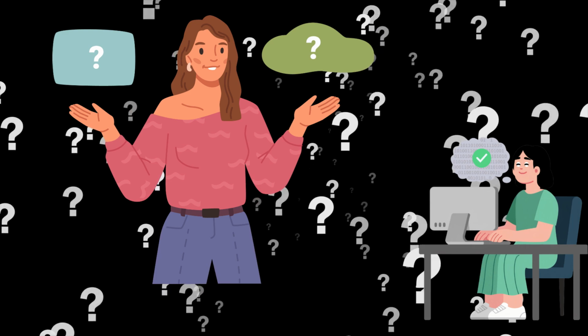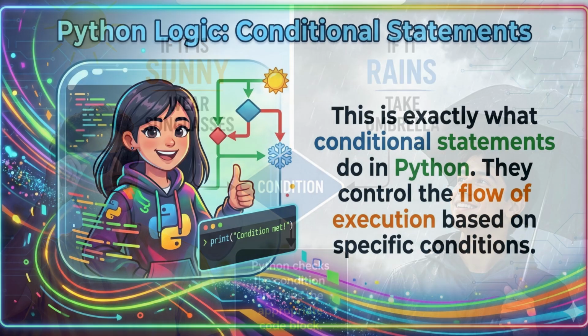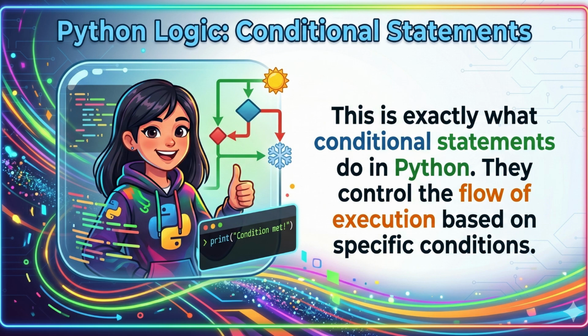Imagine your computer could make decisions just like you. So, if it is sunny, wear sunglasses. Or if it rains, take an umbrella. That's exactly what conditional statements do in Python.